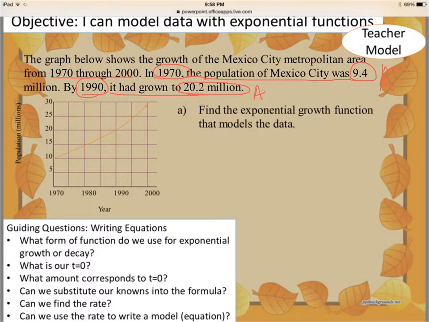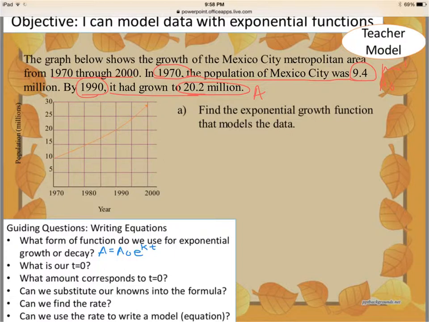So there's several things that we want to think through in order to get the answer here. Looking at the guiding questions, our first question asks, what's the form of the function that we use for exponential growth or decay? Well, you might have to look back at those previous slides, but it's always some future amount equals some starting amount with base e and then raised to the kt, where k is our rate and t is time. So we're always going to be thinking about that format.